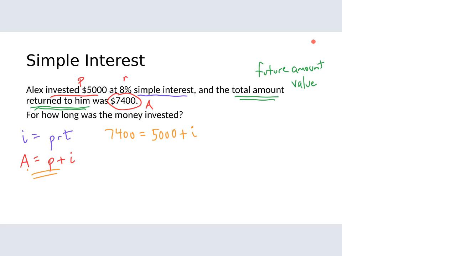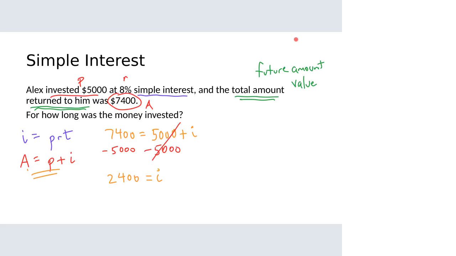Excellent, Jessica. We're going to subtract 5,000 on both sides. That's exactly right. On the right-hand side, I'm going to subtract 5,000 so that those cancel, and all I have left is the I. If I subtract 5,000 on the right, I also have to subtract 5,000 on the left, and that leaves me with 2,400. So the amount of interest earned is 2,400.